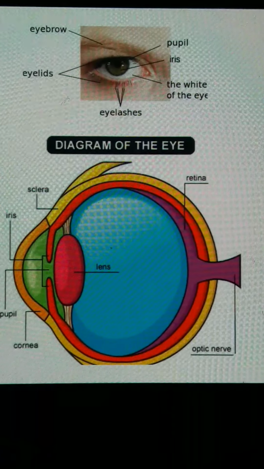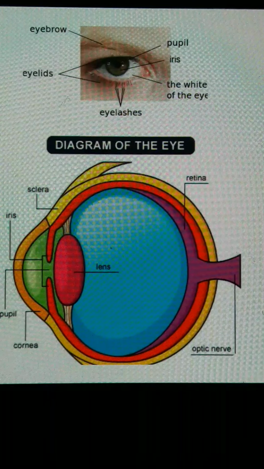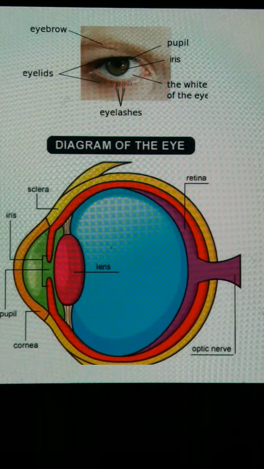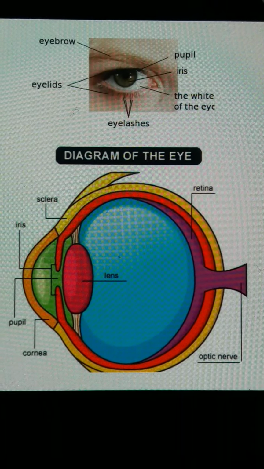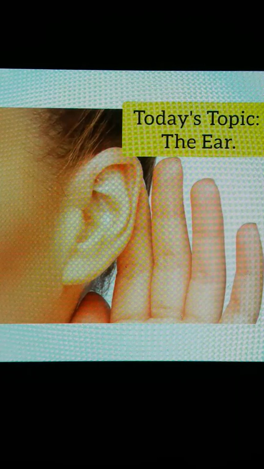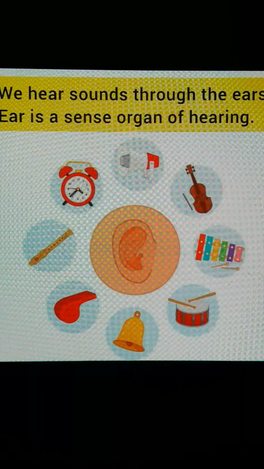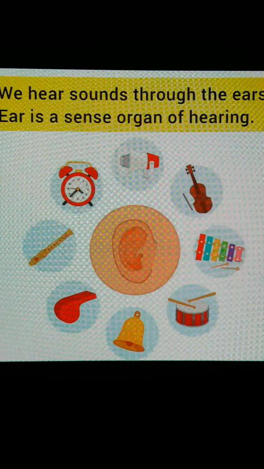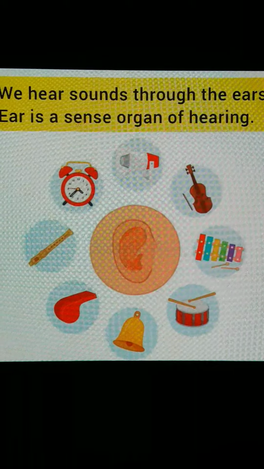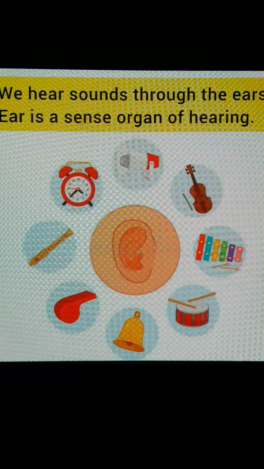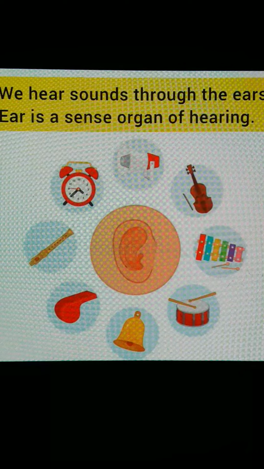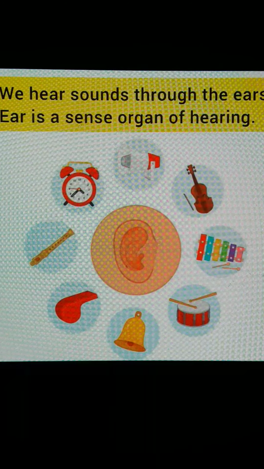So dear students, that was the recap, and now we are going to study and discuss today's topic, that is the ear. Yes, as we all know, we hear sounds through the ears. Ear is a sense organ for hearing. Today we are going to discuss the structure of the ear in detail.